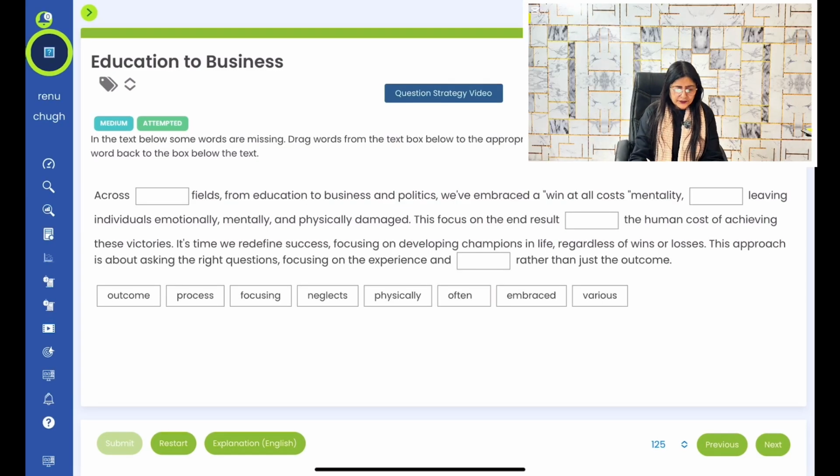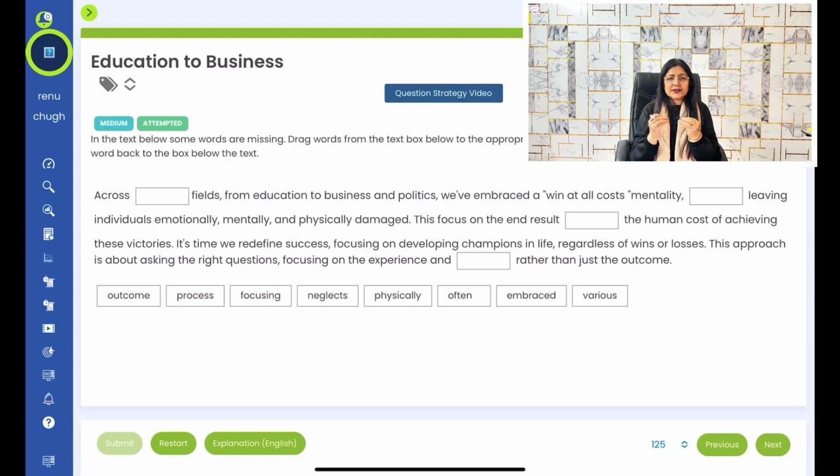Now let's see first of all the grammar. Across dash fields. Across is a preposition, after a preposition a noun is there, and the noun is already there, so in front of that an adjective is there. This is how we follow the strategy one by one. So I need some adjective in the first fill-up. Now we have embraced a win-at-all-costs mentality dash living individuals emotionally, mentally and physically damaged. So living, how are we living them, so it is an adverb.